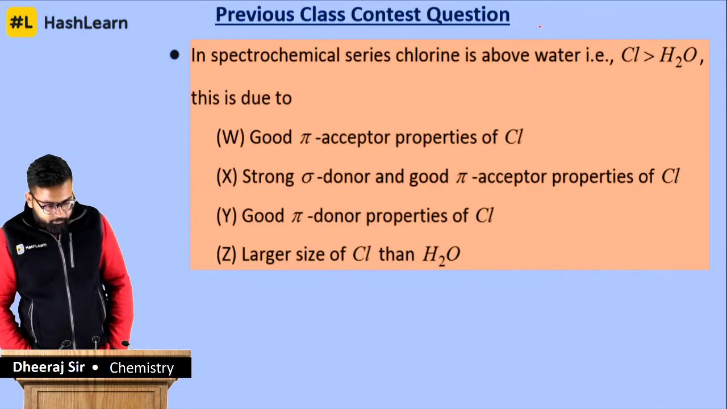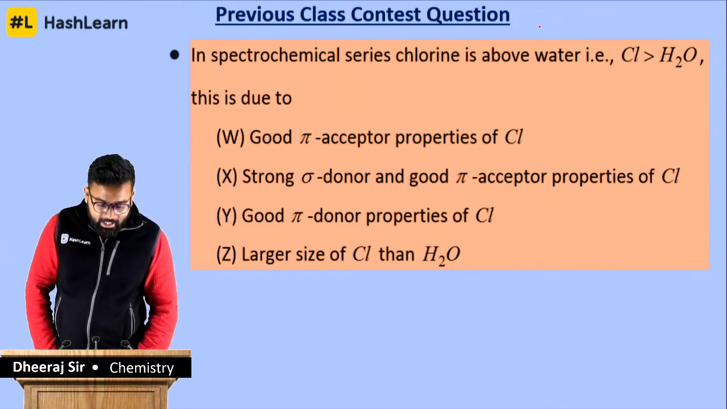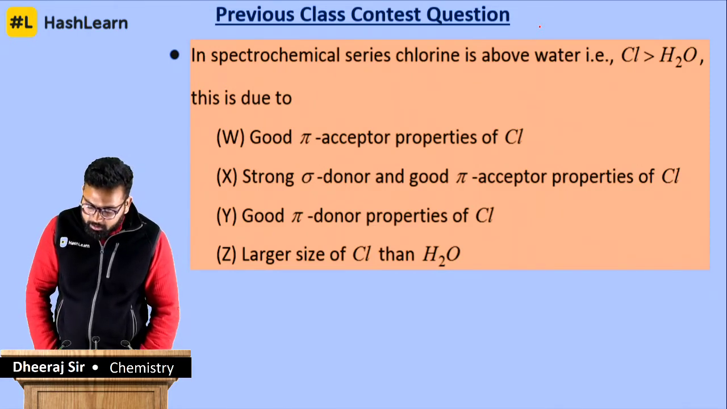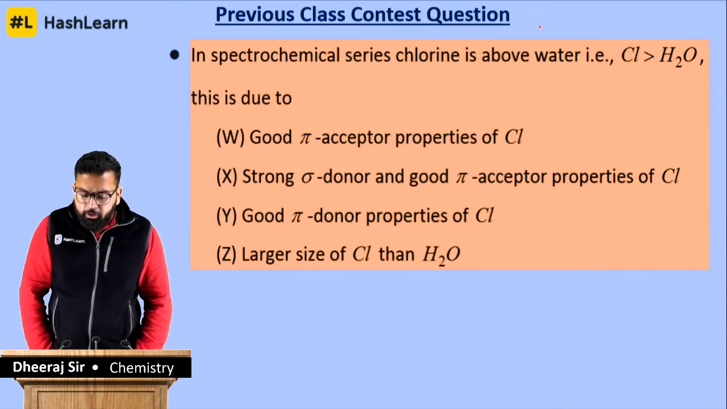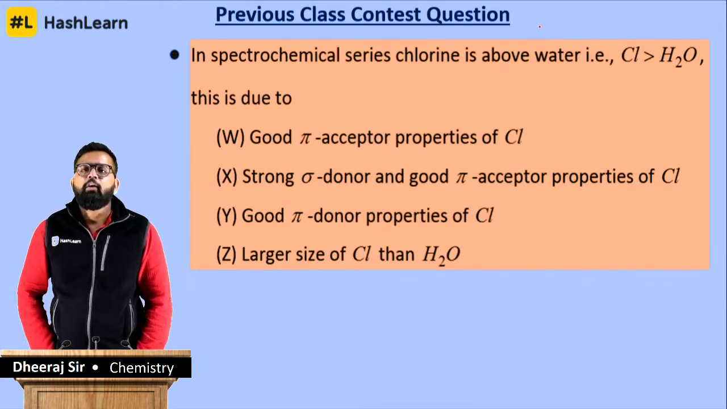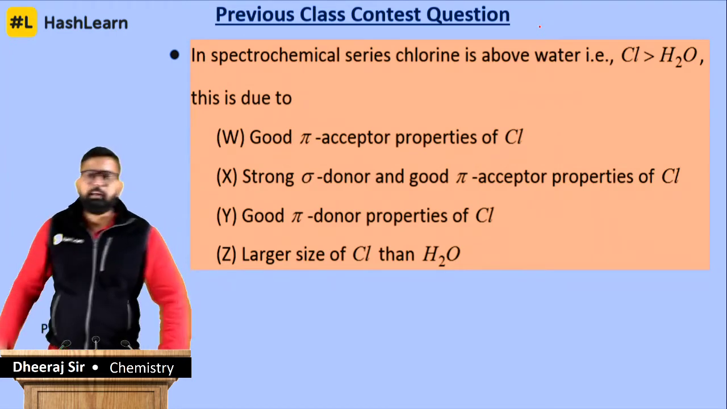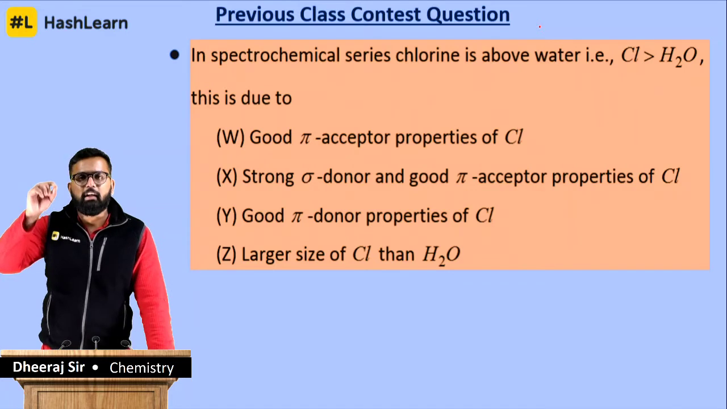For people who are eager to know the answer, guys, it's option X, strong sigma donor and good pi acceptor properties of Cl. It shouldn't be a problem to guess why chlorine lies above water in the spectrochemical series, because it's pretty straightforward. What is the work of a ligand? The work of the ligand is to split the d orbitals. There are 5 orbitals, split into 2 levels.